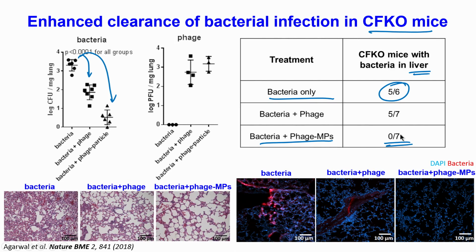And this is more histology data. In an infected animal, if you only give bacteria, you see a massive response of your immune cells. You can see your alveoli, which are now completely filled with all these immune cells. If you give some phage treatment, this reduces a bit, but it almost becomes like a healthy tissue if you treat with the phage microparticle.